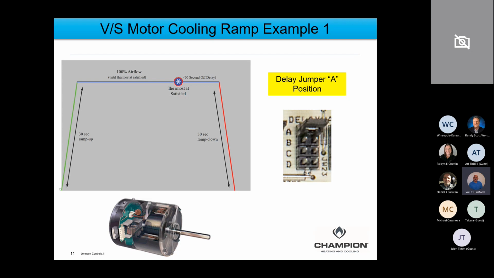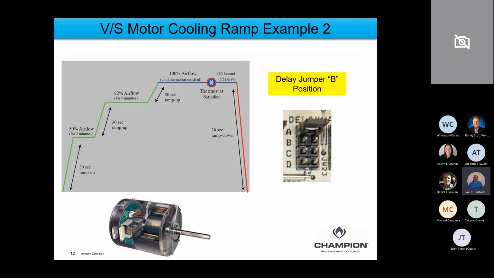And so we're going to talk about the B profile because it's such a distinct, different graph or ramp. So you see this normal ramp, 30-second up, 100% airflow, thermostat satisfied, runs about another minute, and then ramps down over 30 seconds to shut the motor off as you take a look at the ramp. Delay jumper B happens to be one of my favorites because it's the humid profile. I just happen to remember that from the install information. But as you take a look at this ramping profile, it's completely different.